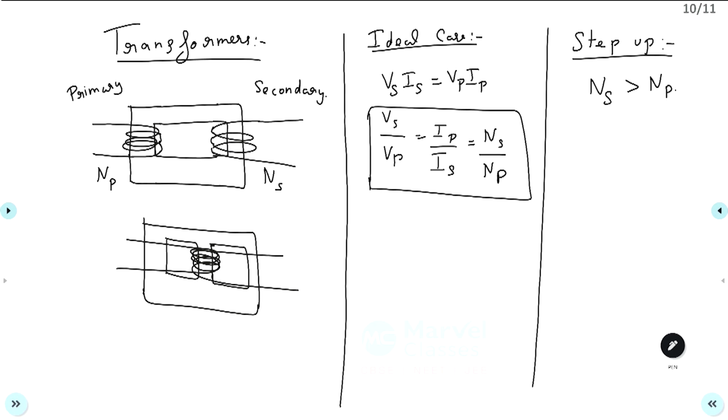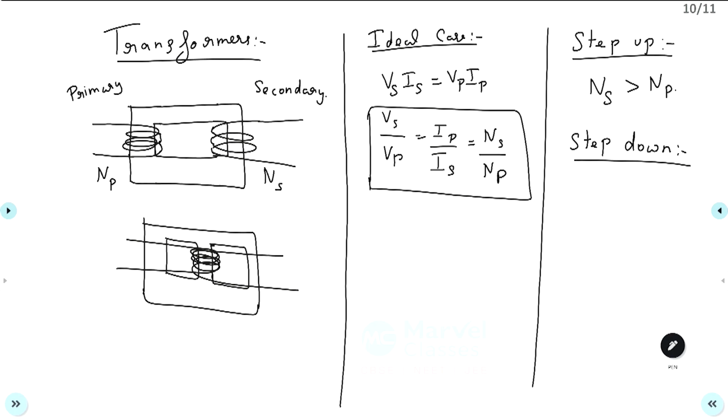Why do I do that? Because if the current is going to be greater, there is going to be a huge amount of power loss when you try to transmit the electricity. So what I will eventually do is, I will increase the voltage and reduce the current. So, step up transformers are generally used in power generating stations. Now, what is the primary purpose of the step down transformer?